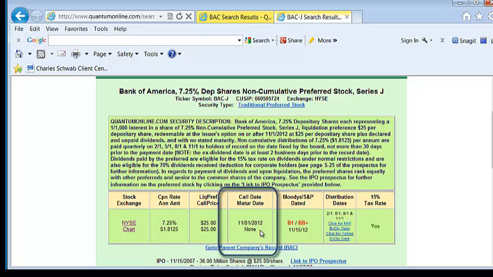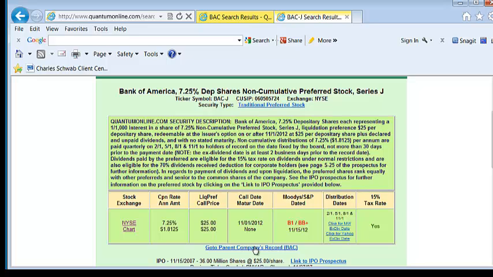This is a very important box here. It says maturity date is none, which means that this never matures. However, the call date is November 1st, 2012, which is already passed. This means that this preferred is callable at the discretion of Bank of America. This means that Bank of America can buy this stock from you for $25 at any time after November 2012. So if you buy the stock now, it can be redeemed for $25 by Bank of America. Bank of America may not redeem it, but it may, at its discretion, do that at any time.